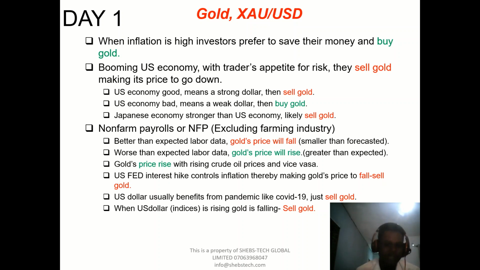But if the US economy is benefiting from it, gold is going to fall. But if US economy is not benefiting from it, then the price of gold is going to appreciate, it's going to rise. Okay, so another idea is this, this is what I do. I open the indices, I check to confirm. When the US dollar indices is rising, just know that gold is going to sell. It's not going to buy. So the price will depreciate, it will not appreciate.